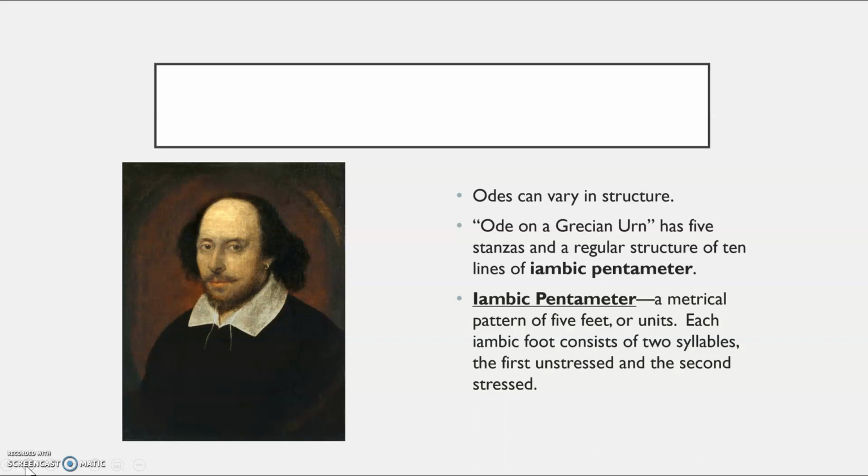Now, when you hear the word iambic pentameter, you should immediately think of Shakespeare. Why? Most of his work, if not all, was written in iambic pentameter, which is a meter or a metrical pattern of 5 feet or units. Each iambic foot consists of 2 syllables, the first unstressed and the second one stressed.